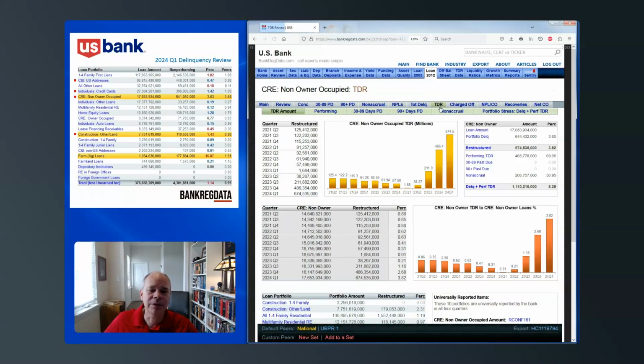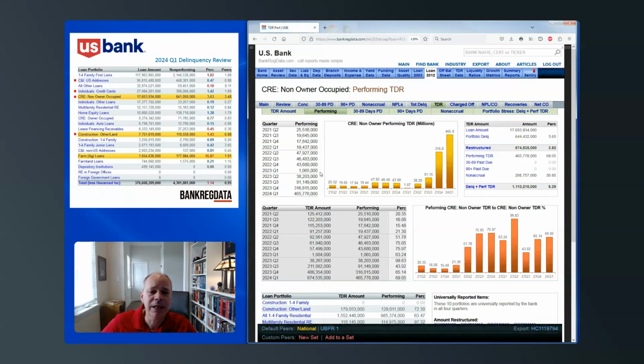And I'm going to click on the performing link. These are going to be loans that have been modified that have not been put on non-accrual. And so they are performing, which means they are making payments, but that's by design. That's why you lowered their payment so they could make it. And what we're seeing is that number has climbed dramatically. So from 1 million to 38 to 91 to 316 to $465 million.